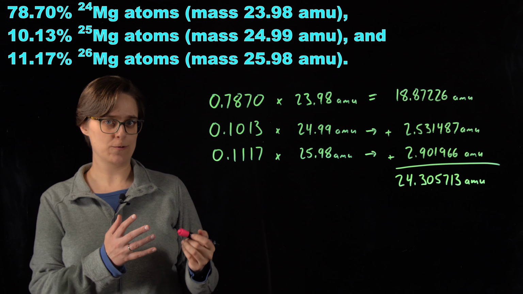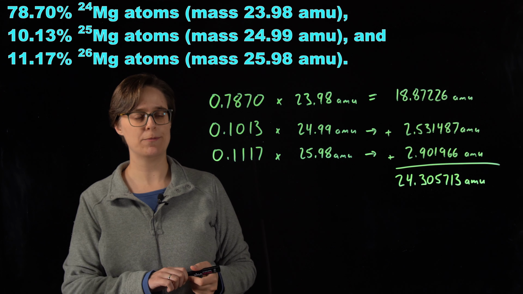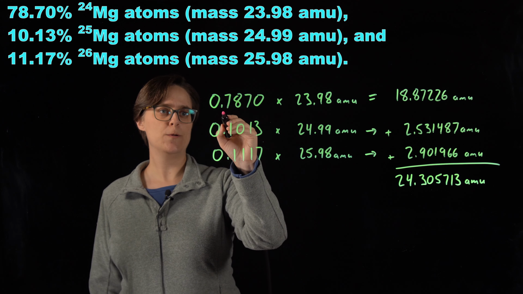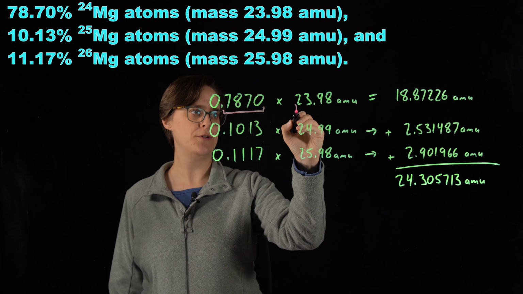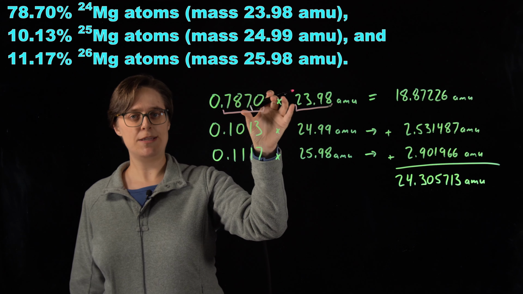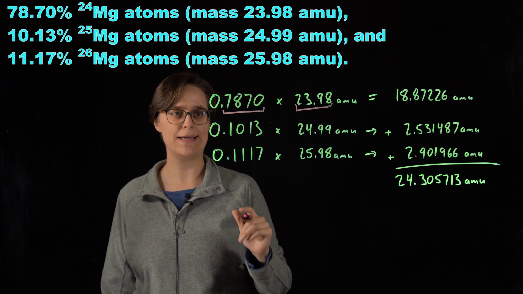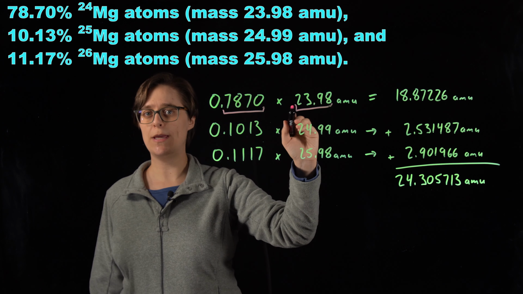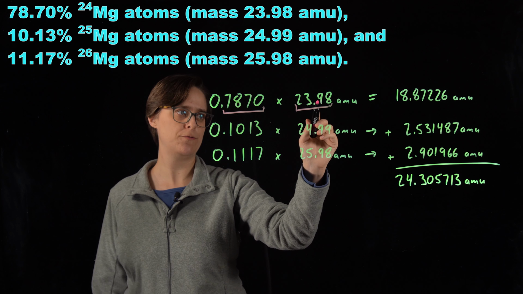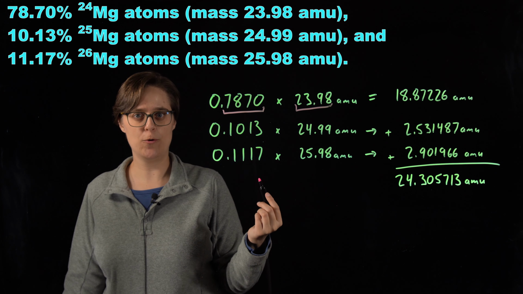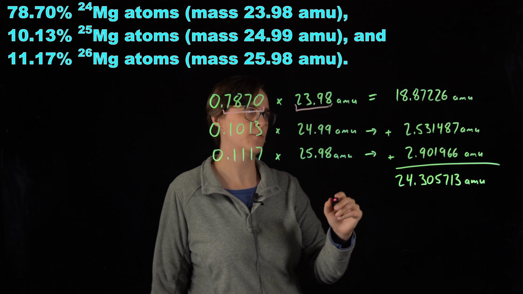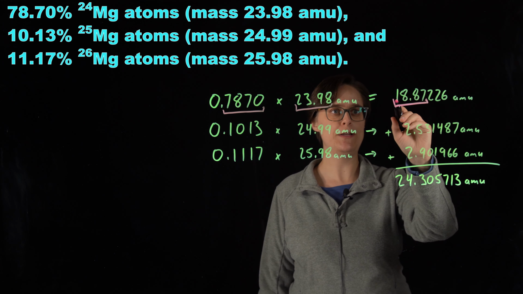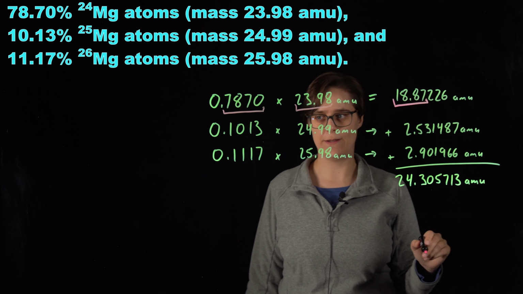So there are different rules for different mathematical operations, but our rule for multiplication and division is that you look at how many digits are in the original numbers, and whichever of these is the fewest is how many are in the answer. So here we have 4 significant figures, 1, 2, 3, 4. Here we also have 4 significant figures, 1, 2, 3, 4. Those are the same value, but the lesser of 4 and 4 is 4. This answer has 4 significant figures, so we know 18.87.